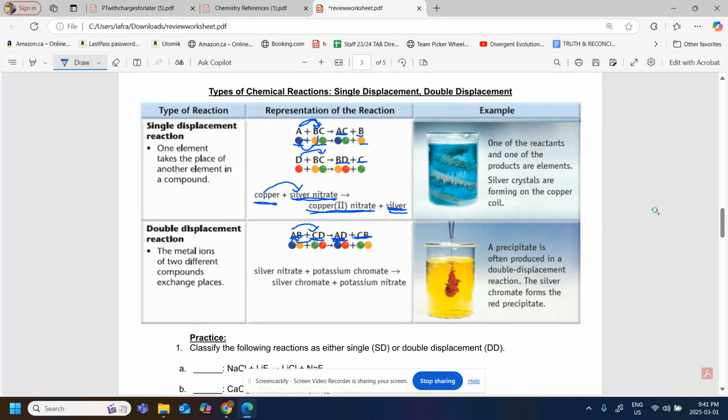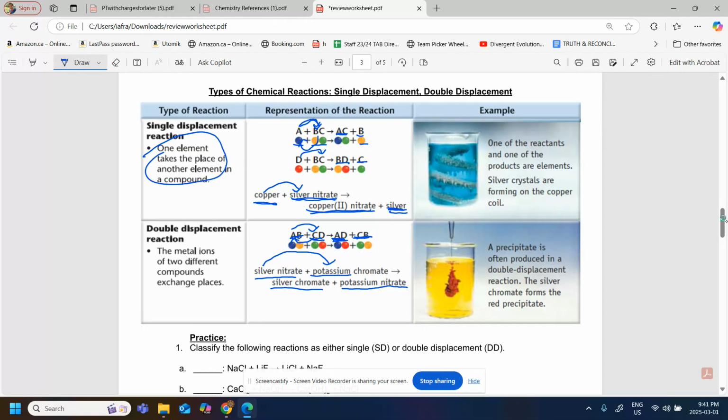So here we have silver nitrate and potassium chromate. The silver swaps spots with potassium. So now silver was with nitrate and it's now with chromate. Potassium was with chromate and is now with nitrate. So that's called a double displacement reaction.